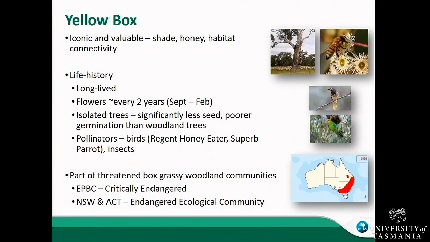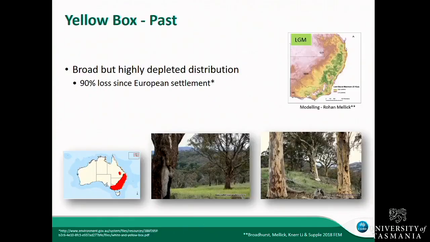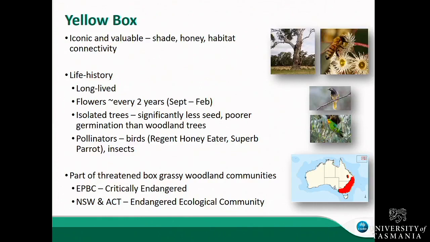And it also provides habitat connectivity, especially, I think Rose and I had exactly the same pictures of the regent honeyeater, a very rare species, and the superb parrot. Yes. So like most eucalypts, it's long-lived. We think it flowers around every 2 years, but that may have shifted in the last few years, but we don't have any hard evidence.